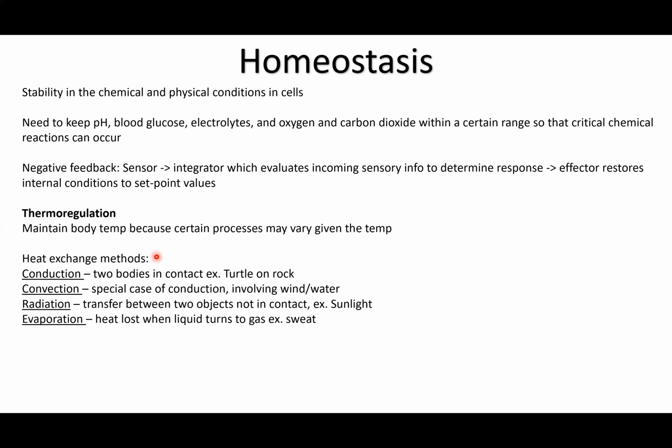There are 4 methods of heat exchange that we talked about. Conduction is when 2 bodies are in contact. An example is a turtle on a rock. So the turtle is in physical contact with the rock, and the rock's in physical contact with the turtle. Convection is a special case of conduction involving wind or water. Radiation is the transfer between 2 objects not in contact, such as a lizard in the sun. And evaporation is when heat is lost when liquid turns to gas, such as when you sweat.